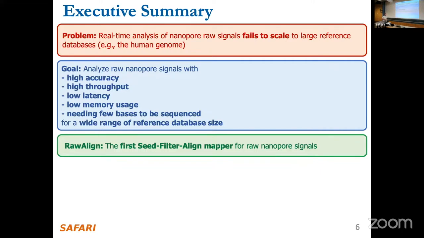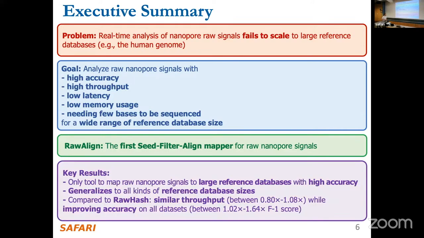So we propose RawAlign. This is the first seed filter align mapper for raw nanopore signals. And it turns out it does a really good job at mapping raw signals to a large reference database with high accuracy, but it doesn't just work for large reference databases, it generalizes well. While still having similar throughput to raw hash, it significantly improves accuracy everywhere.